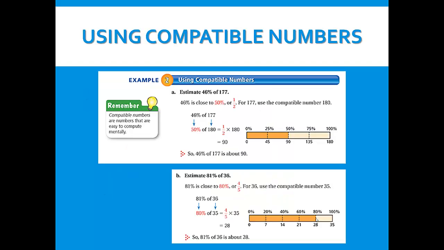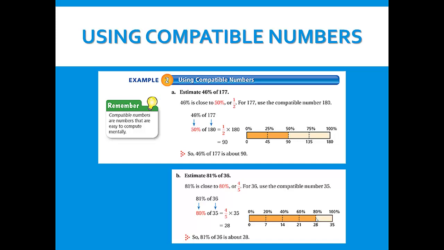Now we have a second example where we're using compatible numbers. For A, we're going to estimate 46% of 177. 46% is close to 50%, or 1/2. For 177, use the compatible number 180. So now we're going to find 50% of 180. 50% is about 1/2, so we have 1/2 times 180, and that would equal 90. So 46% of 177 is about 90.